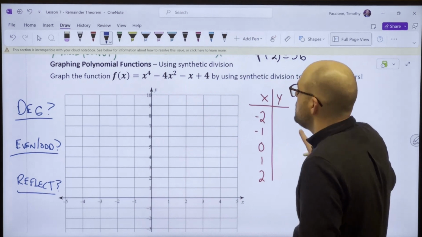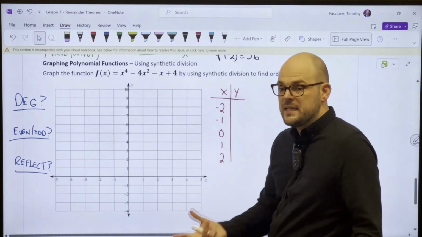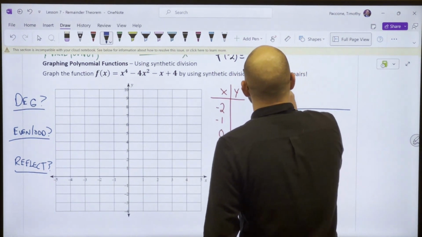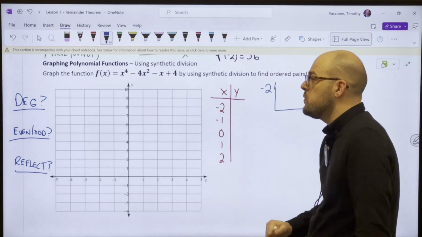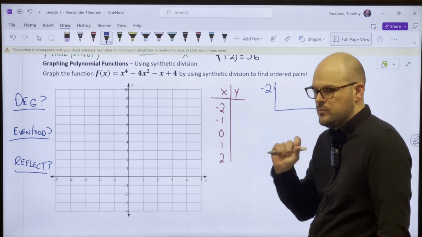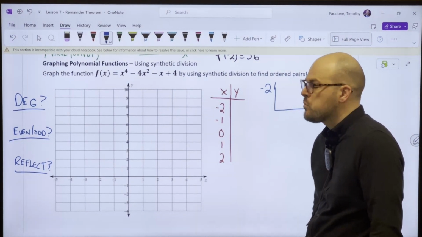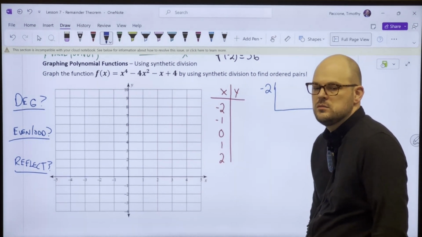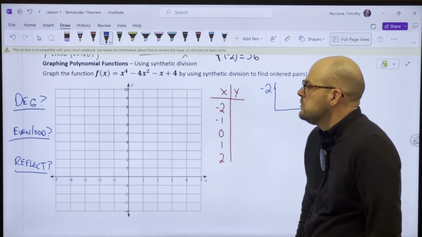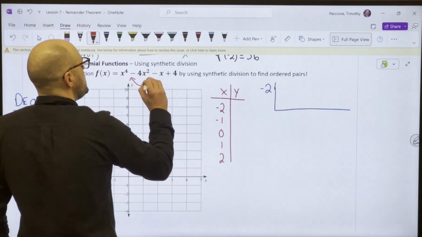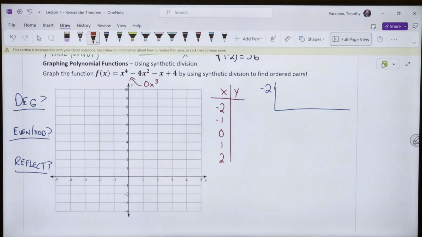Okay? So you would say, okay, I need to know the output when x is negative 2. Let me use synthetic division, and you're going to do a bunch of synthetic divisions, right? You would do negative 2, and then you have x to the 4th minus 4x squared minus x plus 4. Anybody notice anything? What do we always check before we do synthetic division? Yeah, there's no x to the 3rd, right? We've got to imagine there's a 0x to the 3rd in there. If we don't do that, we're going to get really weird answers, right?